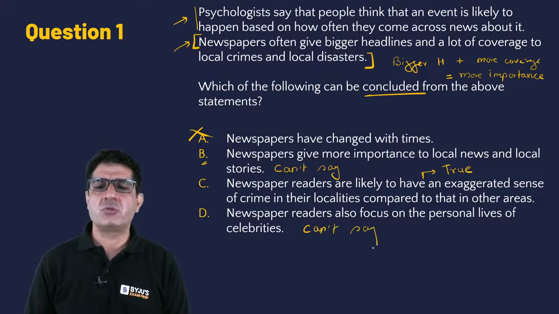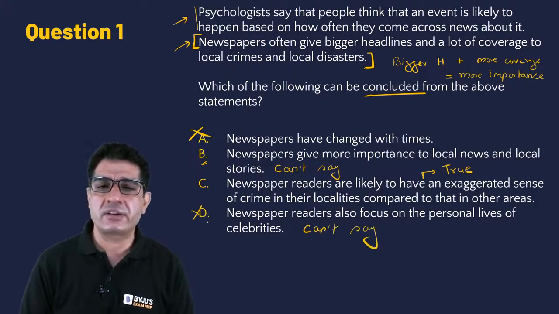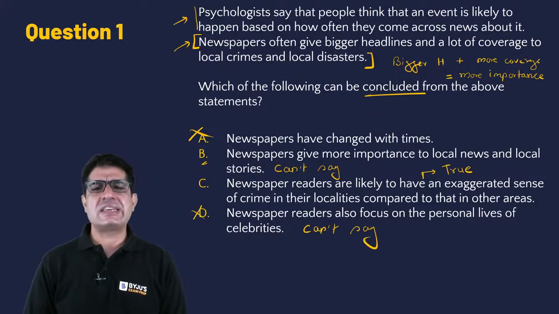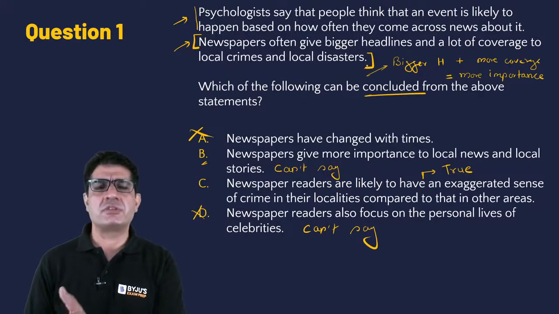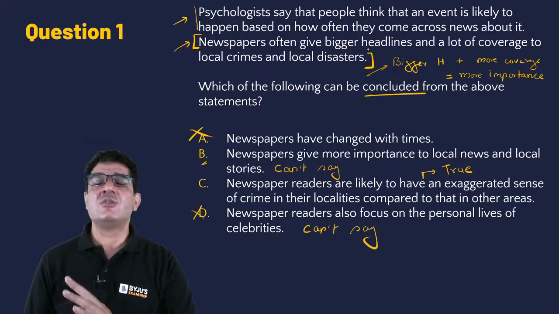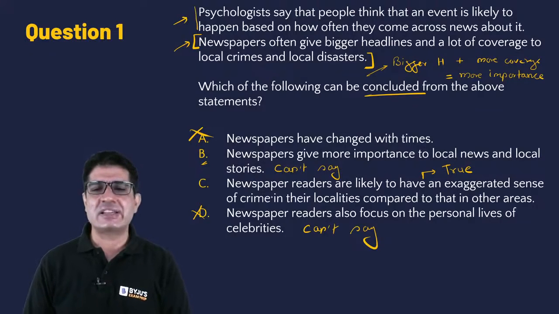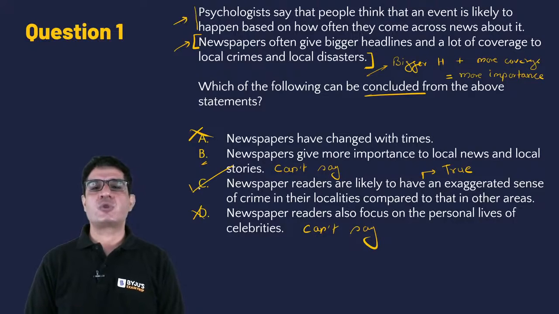There is absolutely nothing in the paragraph to help us infer that. So I think A and D were easy to rule out. B and C were tricky. In B, you had to assume that bigger headline plus more coverage means more importance. In C, you do not have to assume anything. It is true as it is, and that is why the best answer choice here for us is option C.